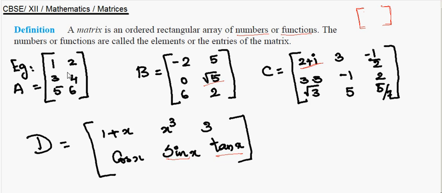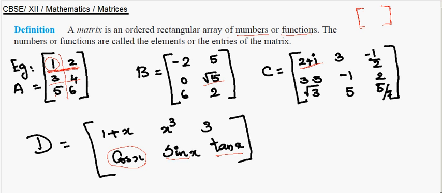So these are called elements. If I say 1, this is nothing but an element of matrix A. If I say cos x, it is an element of matrix T, or it is also called an entry of the matrix. Horizontal elements, if I say 1 and 2, this is the first row. The horizontal arrangement is called a row, and the vertical arrangement is called a column. So a matrix is nothing but an ordered rectangular array of numbers or functions.